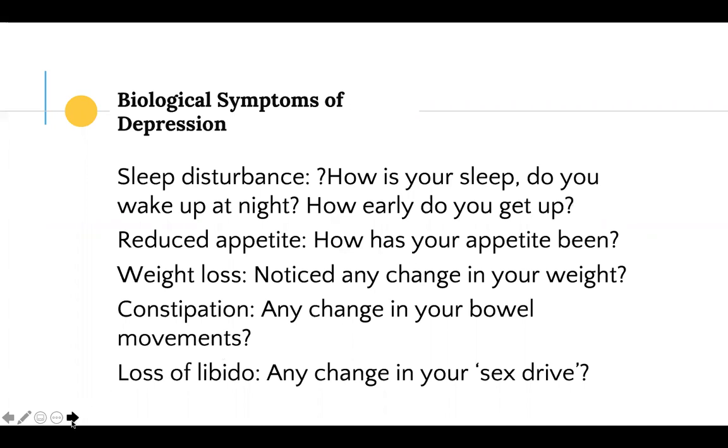And a big one is loss of libido. So if they are not interested in sexual engagement, then that's quite indicative of low mood.